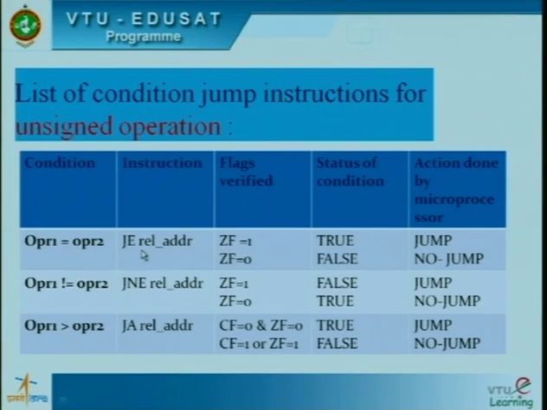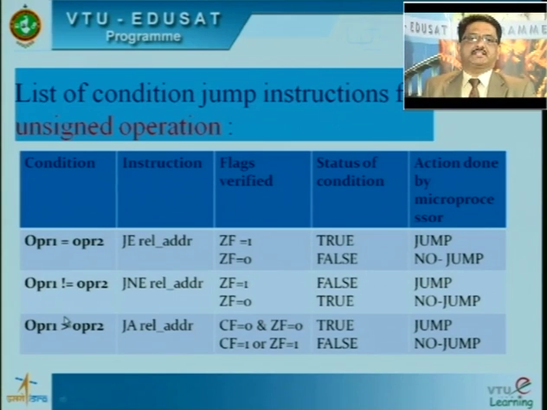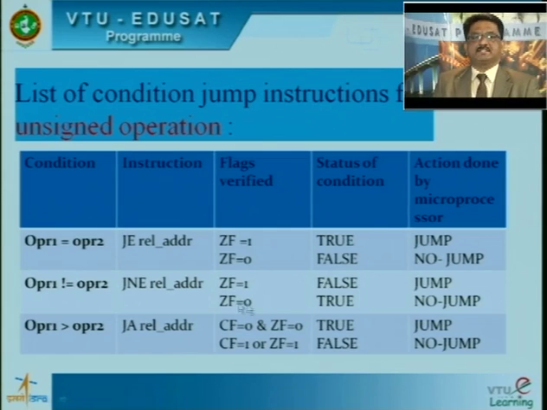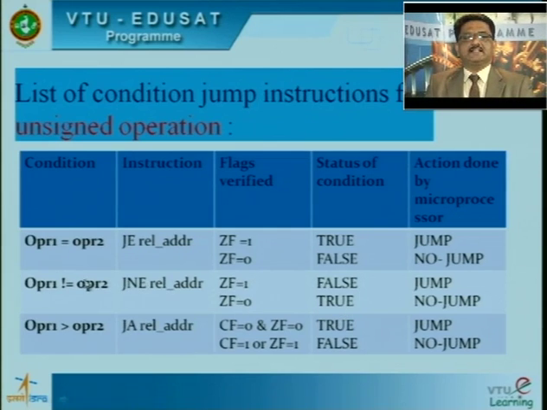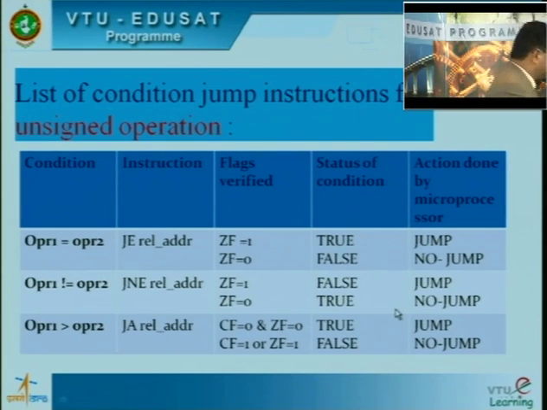Now in this case, I am trying to check the 0 flag. So using the jump equal instruction, if the 0 flag is set to 1, the condition is true and jump is performed, otherwise no jump is performed. Second one, I want to check the condition whether operand 1 is not equal to operand 2. Jump if not equal to relative address means, if the 0 flag is not set, then the condition is true, then there will be a jump, otherwise there will be no jump.